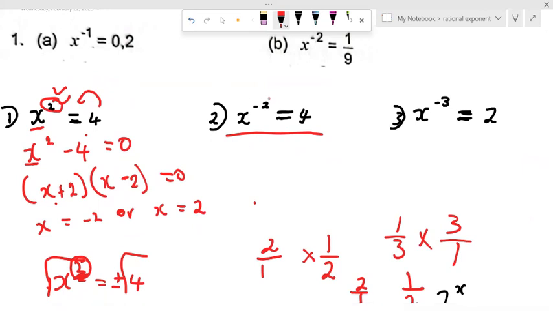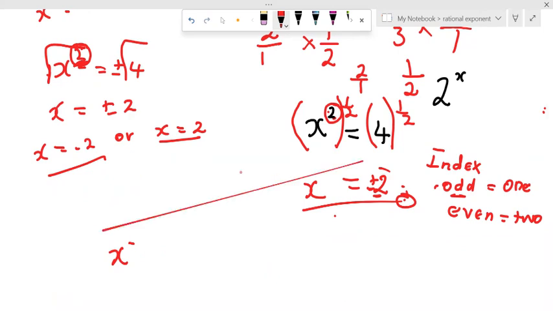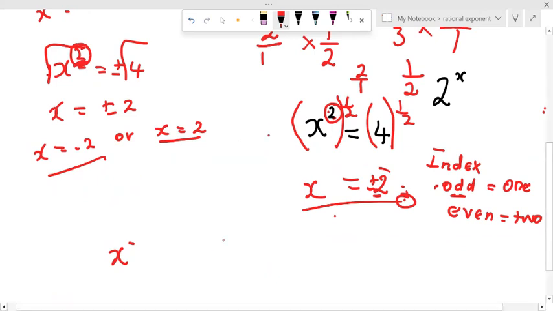I first wanted us to deal with an index that is not a fraction. Indexes can sometimes be a fraction, but let's stick with an index not being a fraction first, and then we go to the ones where the index is a fraction. So if we do this question, it says we have x to the power minus 2, which is going to be equal to 4.